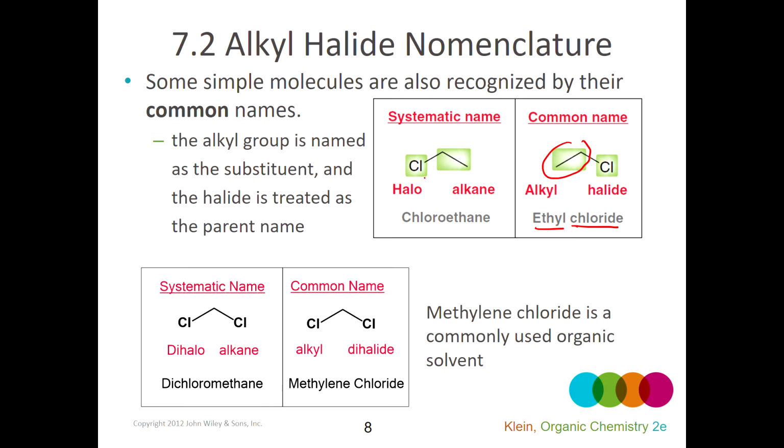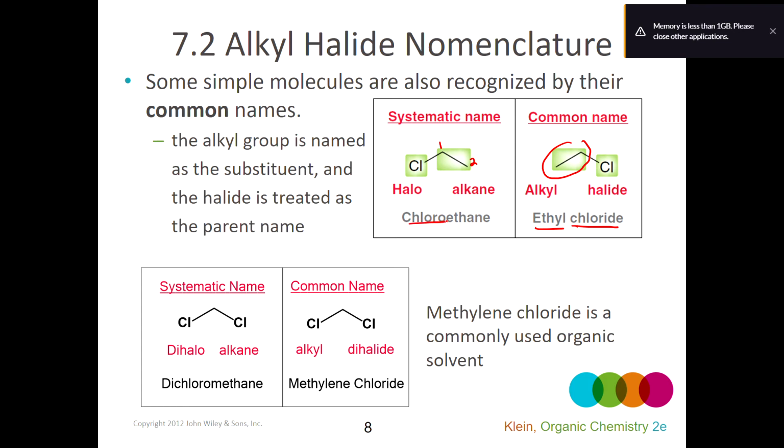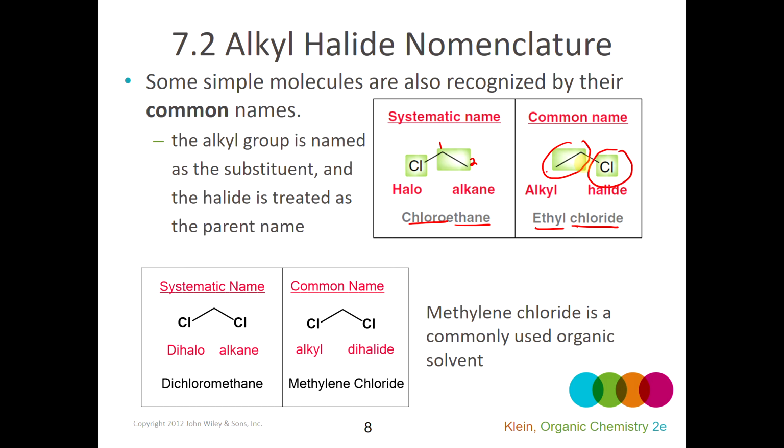So if I have a chlorine here, my parent chain would be ethane, so it would be 1-chloro or just chloroethane. But if I think of the chlorine as the parent chain, I've got an ethyl group attached to it, so I could also call it ethyl chloride. Same thing down here. A single carbon would give me a parent chain of methane. I've got 2 chlorines attached to it, so it's dichloromethane. The same structure, though, is often called methylene chloride.